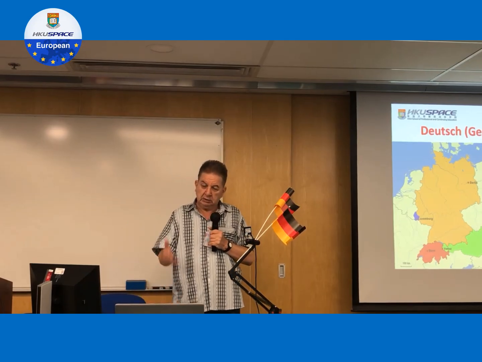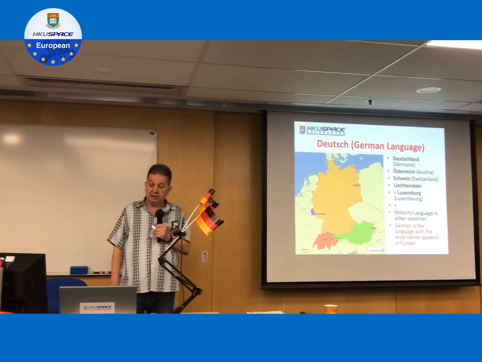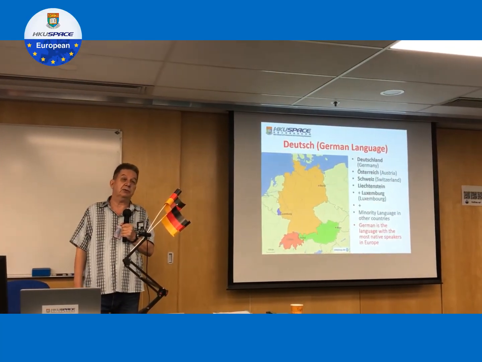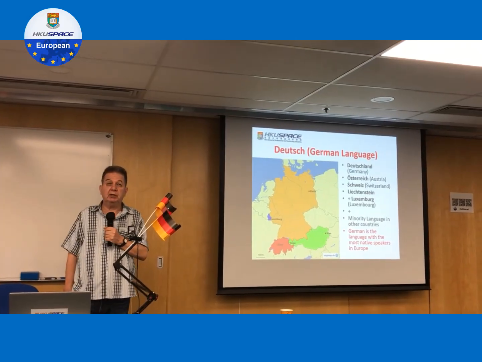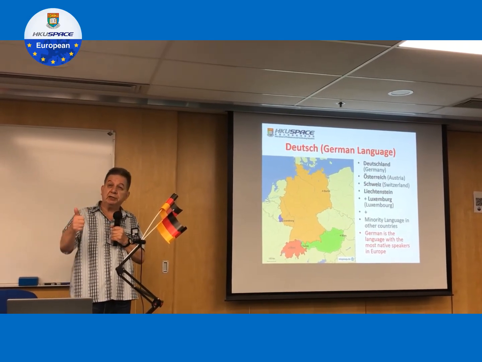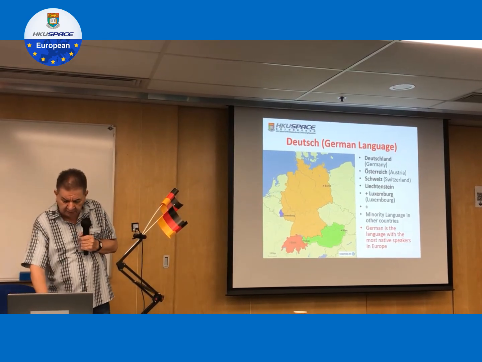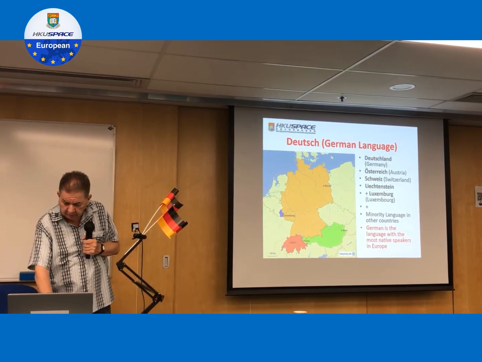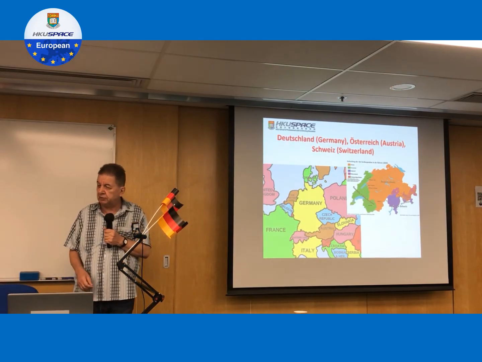Okay, so these are the main countries in which German is an official language, and otherwise German is a minority language in some of the Eastern European countries, and of course in Belgium and in Denmark also. Okay. Let's go to the next one here, and we look at the special situation in Switzerland first.